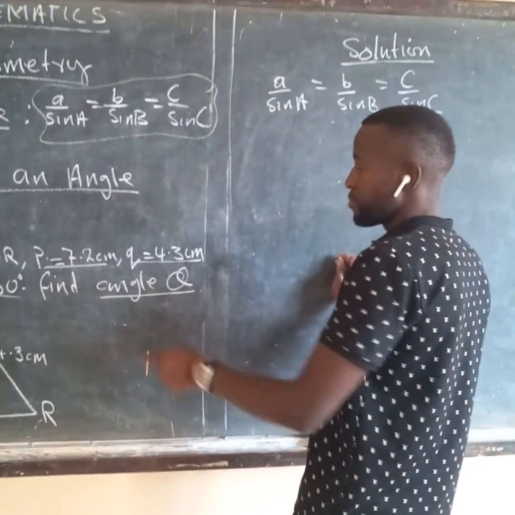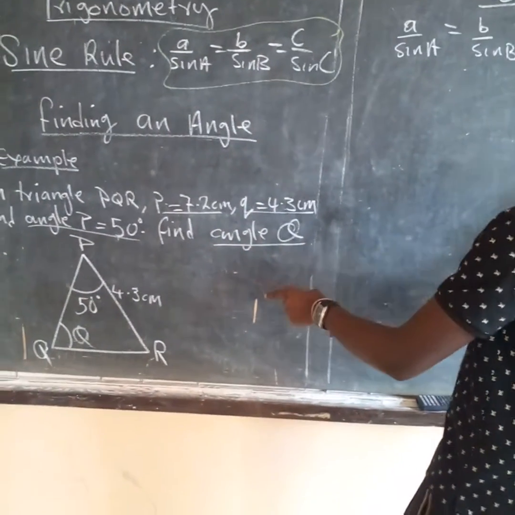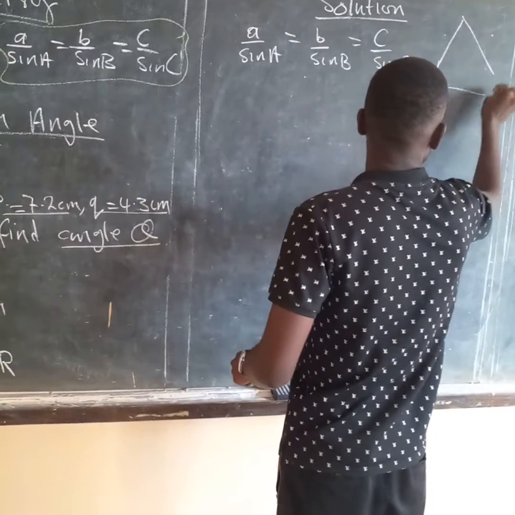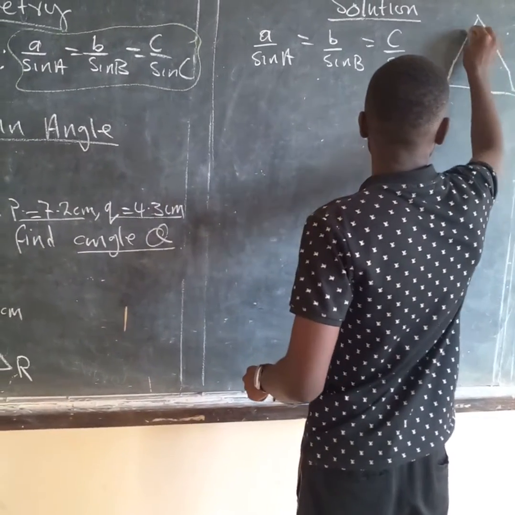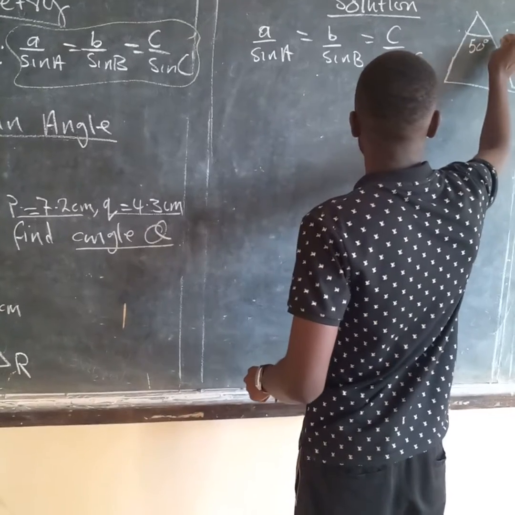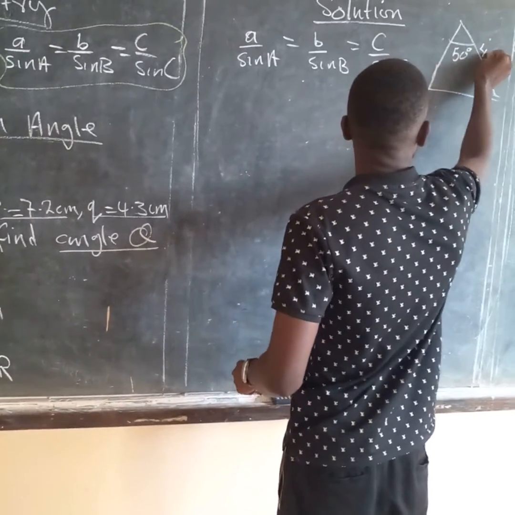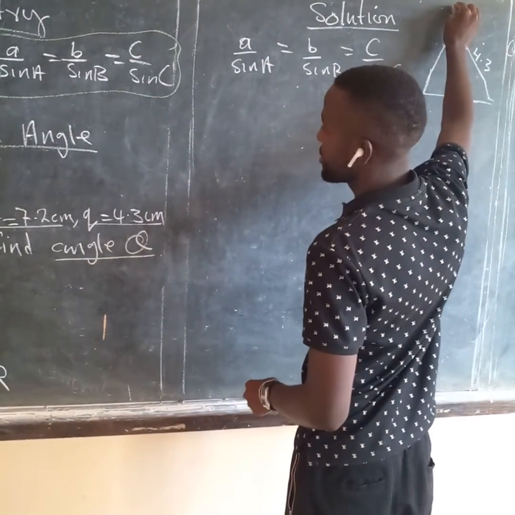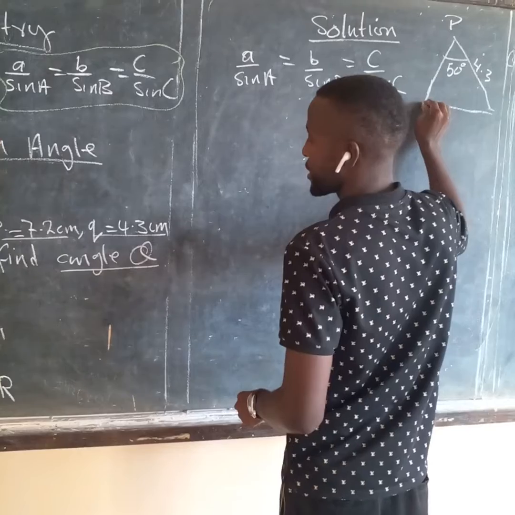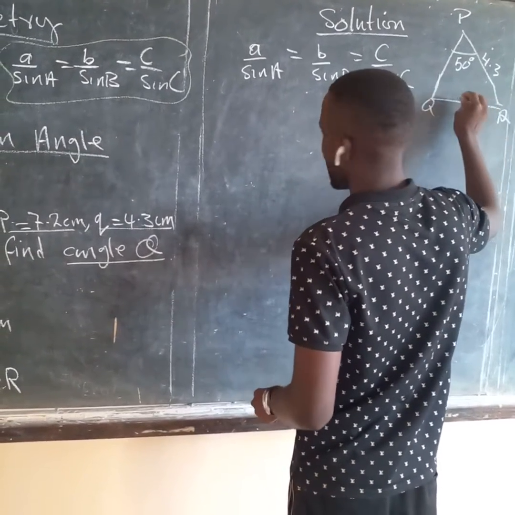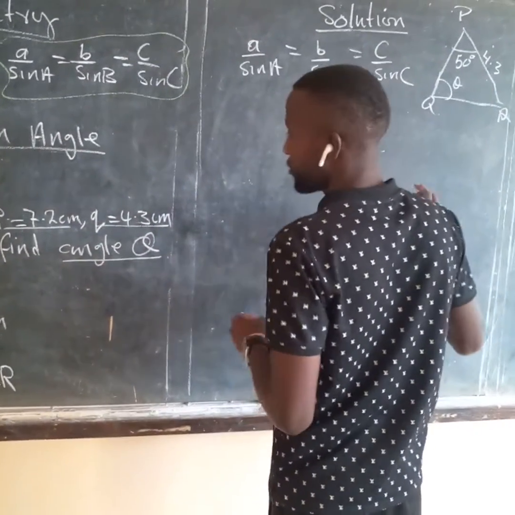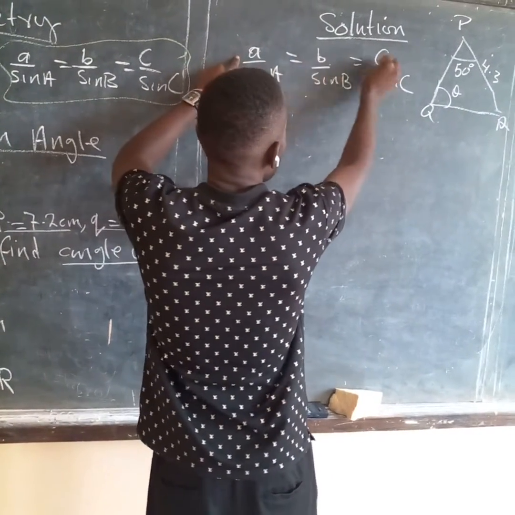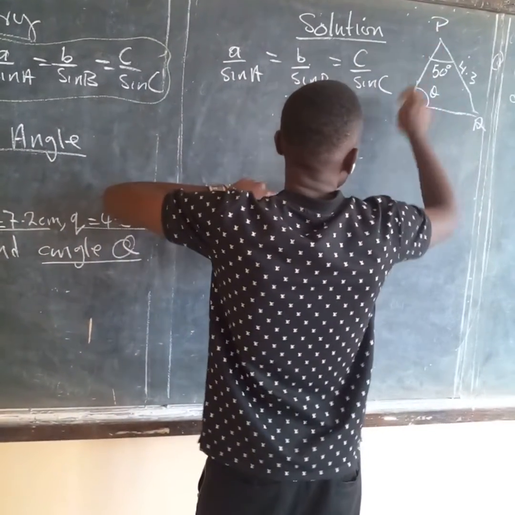All you have to do is to replace what we have been given in the triangle. Let me just sketch it here briefly so you can see what is happening. This here is 50 degrees and this here we are told is 4.3. This is my P, this is my Q and this is my R, and we are told to find angle theta. How do I find angle theta? Since there is a, b, c here, I need to change it and put p, q, r.